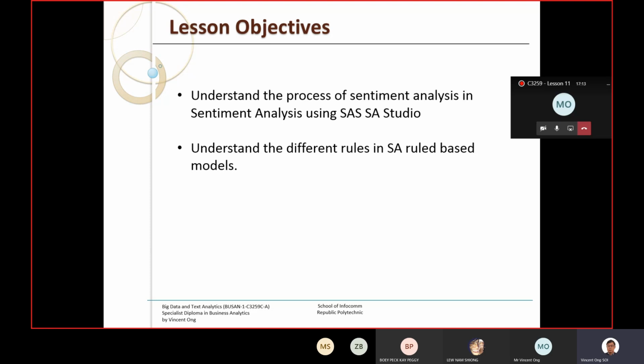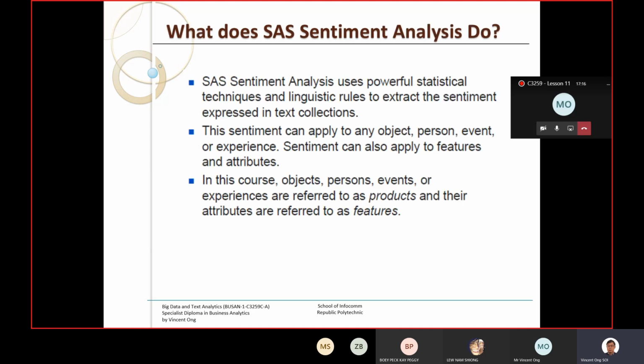So the rule-based approach, personally, I find it much more useful than the statistical modeling level, because that one is at the overall document level, corpus level. Just a quick review.